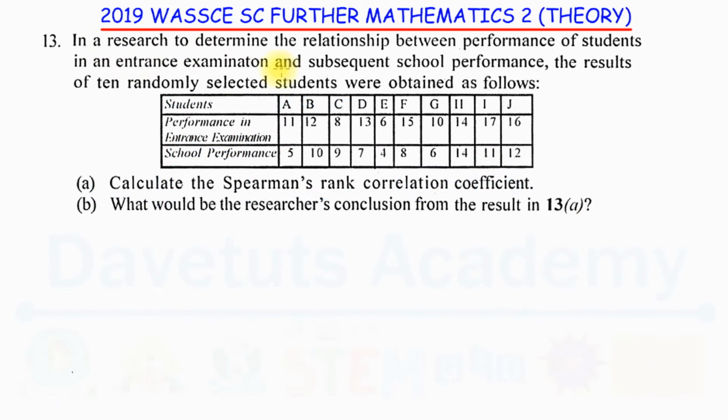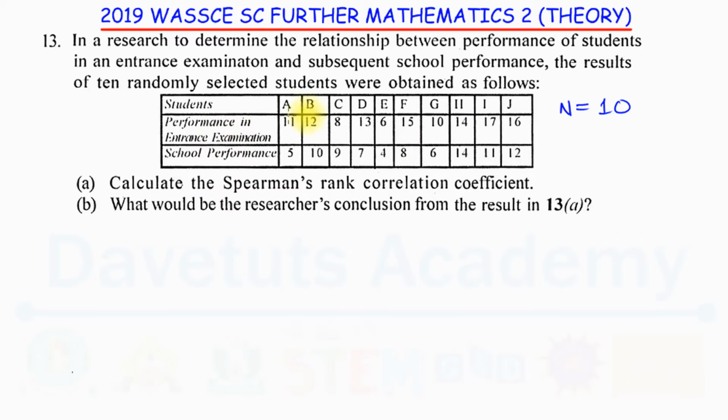Here is a question on the Spearman's rank correlation coefficient. We're told that in a research to determine the relationship between performance of students in an entrance exam and the subsequent school performance, the results of 10 randomly selected students were obtained as follows. So we can already say that the number of students we are looking at here, n, is 10, and note that.